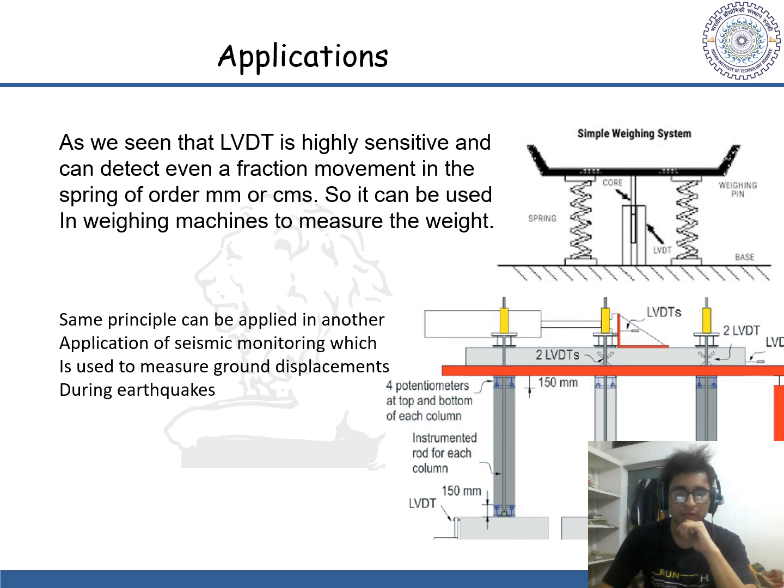The same principle can be applied in another application, seismic monitoring, which is used to measure ground displacement during earthquakes. During an earthquake, we have small displacement of the ground surface. So it can be directly linked to the LVDT, which can detect the movement of the surface and produce an electrical response.